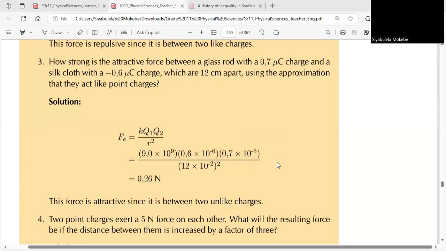Something important. The distance is given in centimeters here. So you ought to remember that the SI unit for distance is meters. So you must convert your centimeters to meters.